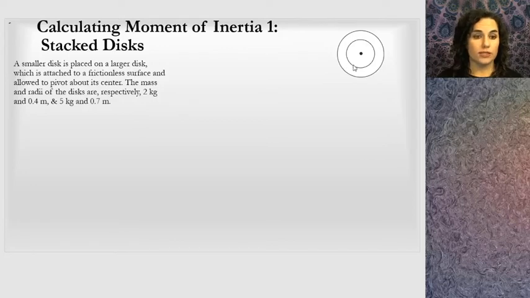The first is stacked disks. A smaller disk is placed on a larger disk, which is attached to a frictionless surface and allowed to pivot about its center. So this is a top view. The side view would have one disk on top of another disk, and I can draw it kind of in 3D here. There's the top and the bottom. One has a smaller radius than the other, and they're pivoting about an axis through their center, and so this is the side view.